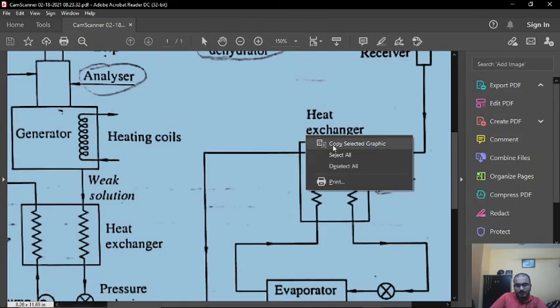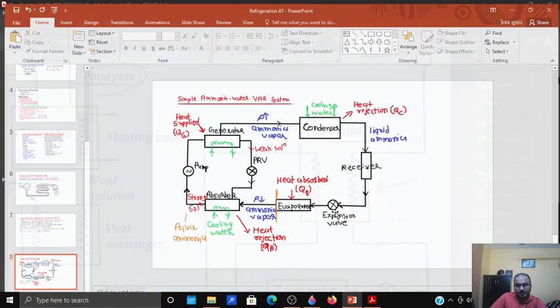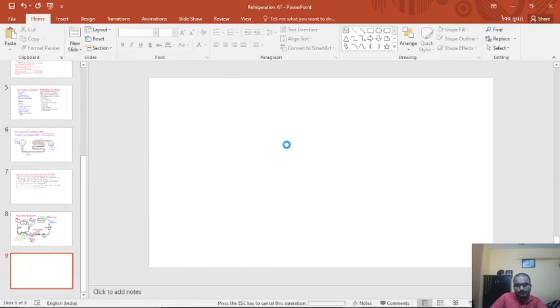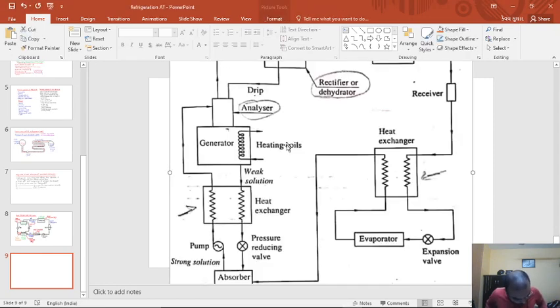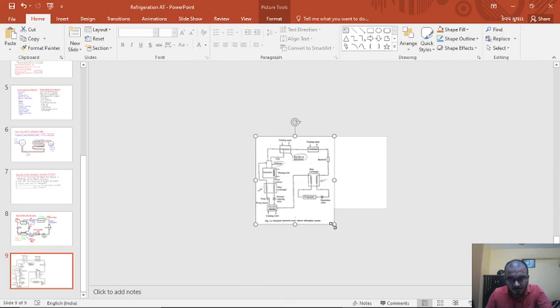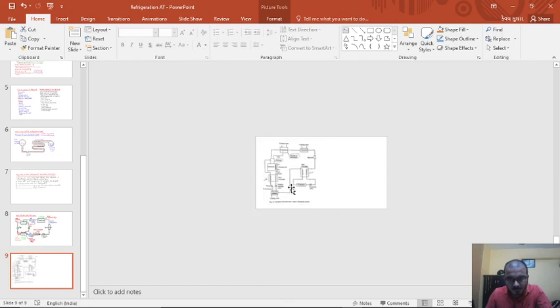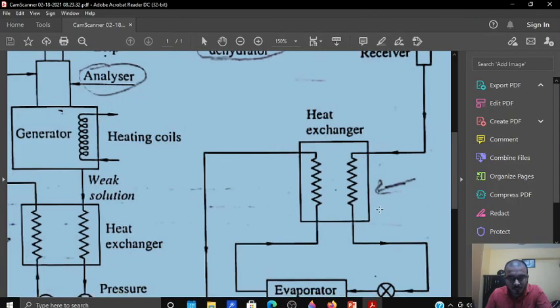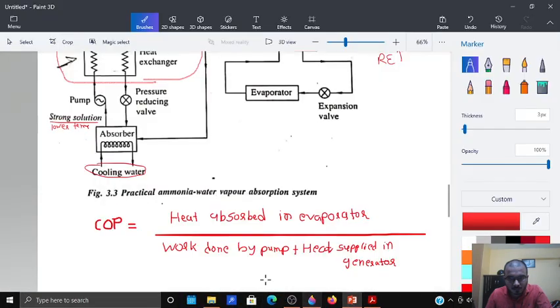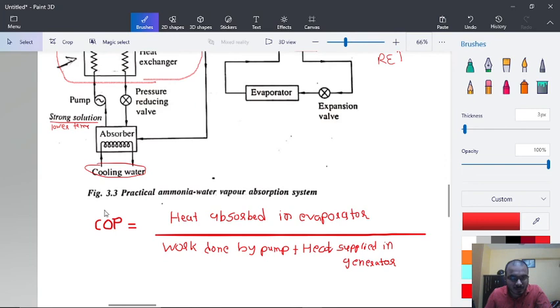So let's copy this figure and put it into our main slides. And let's copy this formula.